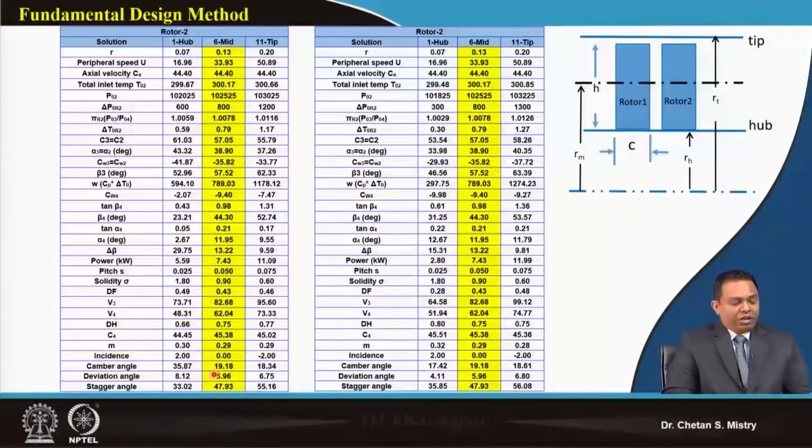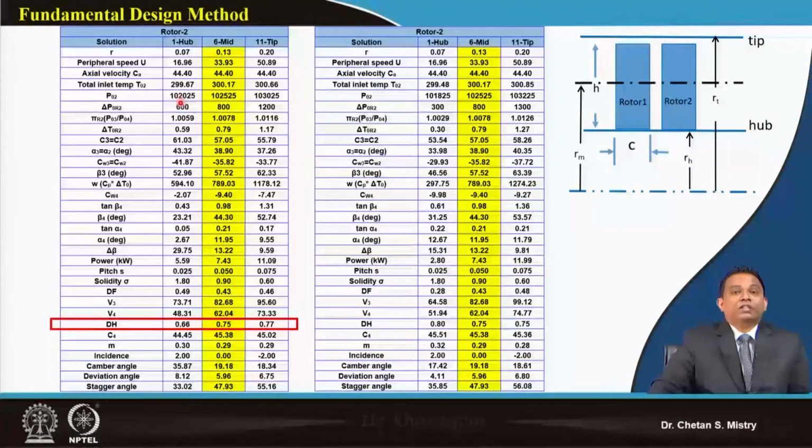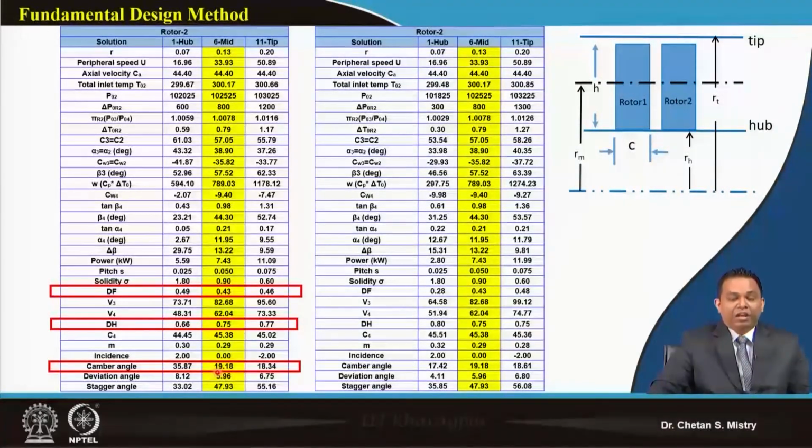So, if you look at this, this is the initial case we have planned for. It has a pressure rise of 600 near the hub region, at mid station we have kept 800, and at the tip it is 1200. My de Haller's factor is varying from 0.66 to 0.77. Now, the diffusion factor is 0.49 at the hub and 0.46 near my tip region. And my camber angles are coming to 35 and 18 degrees.